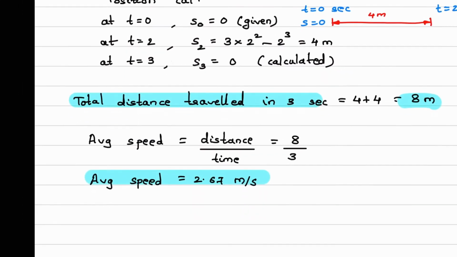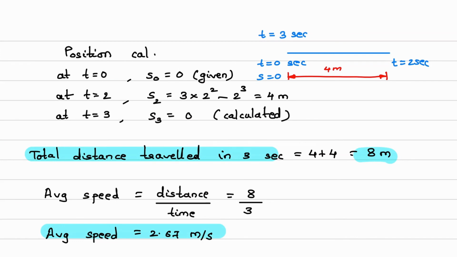Okay, so that is why we did this position calculation activity. So at t equal to 0, s0 is 0. That was given in the question. Then when t is 2 seconds, what is the position of the particle? It has traveled 4 meters. Then at t equal to 3 seconds, we already calculated that s3 is 0. So particle has reached its original position. So from here also we can conclude that the particle has changed its direction of motion.